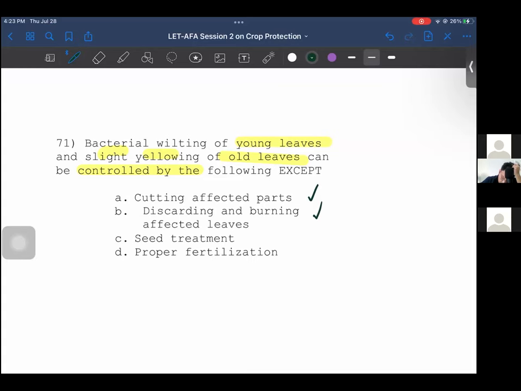Control. Seed treatment. Kapag nandun na yung leaves, will it be helpful to still do seed treatment? No. So this is the answer. Kasi exact. Yung proper fertilization, actually, yellowing of leaves, bacterial wilt, it can be caused by improper fertilization. Thus, kailangan natin i-control yung paglalagay ng fertilizer.